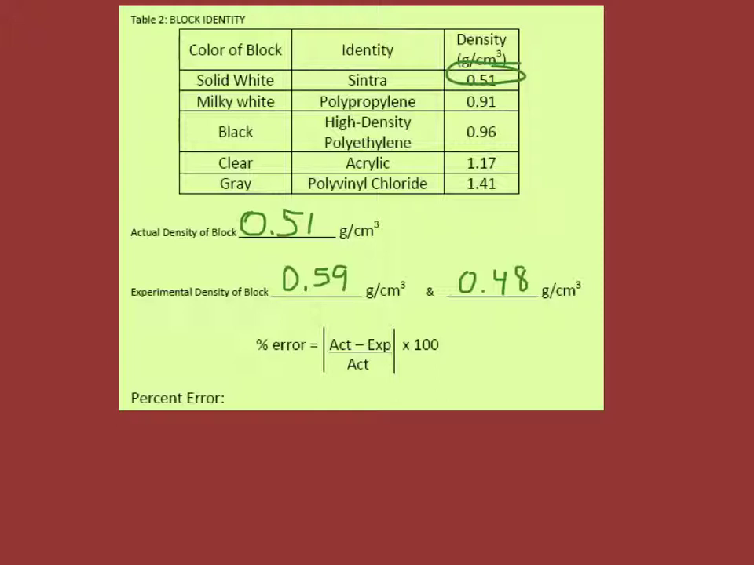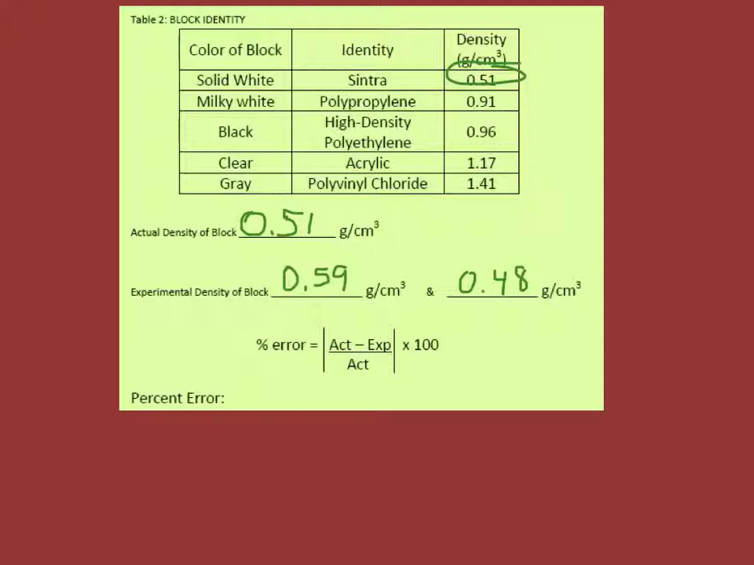So we're going to take the absolute value of 0.51 minus our experimental value of 0.59 divided by the actual, again, 0.51. We'll take that answer and multiply it times 100. My calculator gives me a value of negative 0.1568. The absolute value takes away the negative. Multiplying it times 100 will move the decimal 2 places to the right.